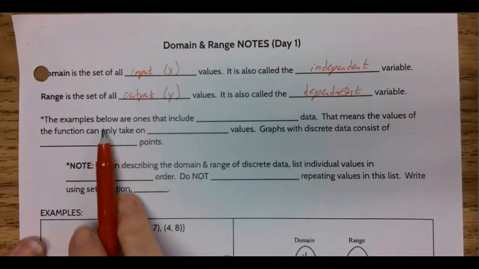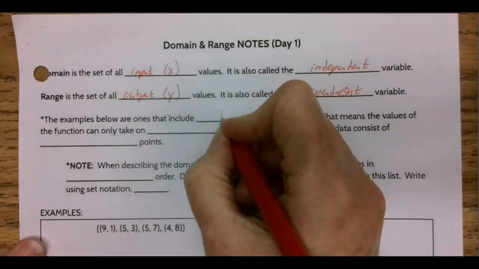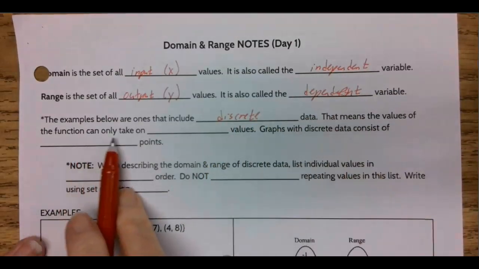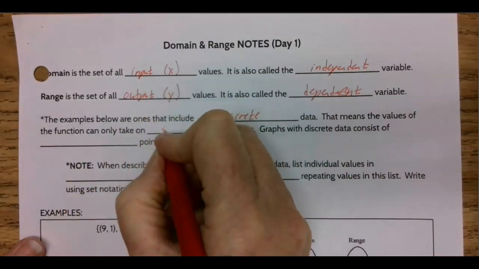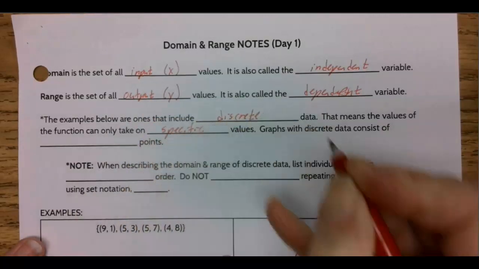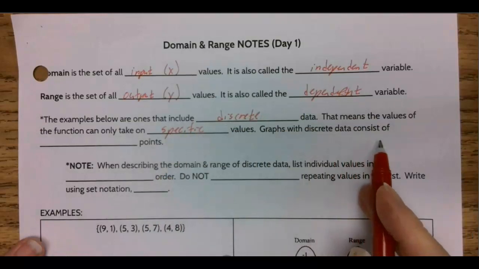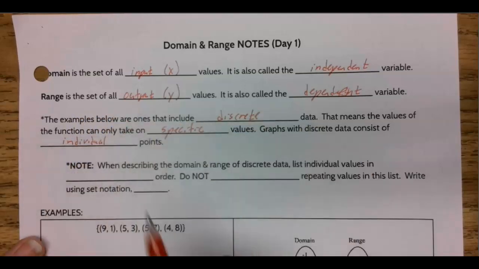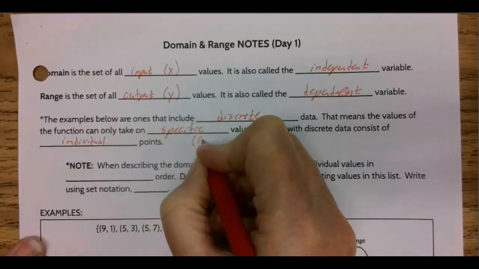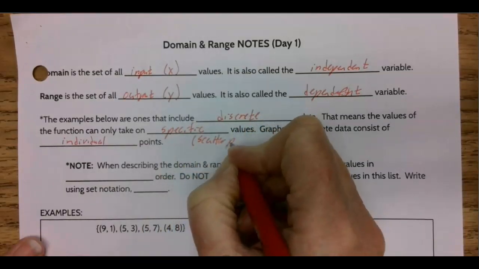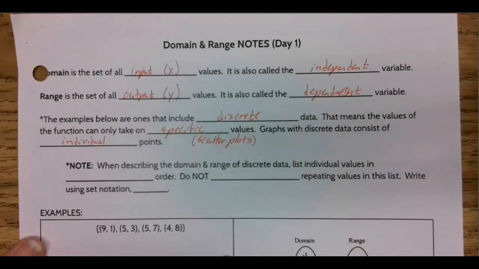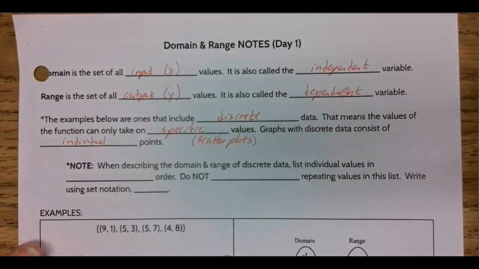The examples below are all ones that include discrete data. Okay, that means that the values of the function can only take on specific values. Graphs with discrete data consist of individual points. Okay, these are sometimes called scatter plots because we're just going to plot points and they could be any place. Okay, but discrete means that it has to be like just a whole number. You'll see in almost all of these, it's usually going to be whole numbers.